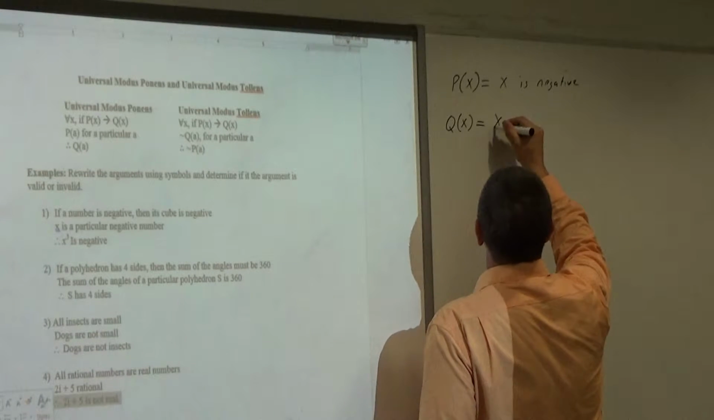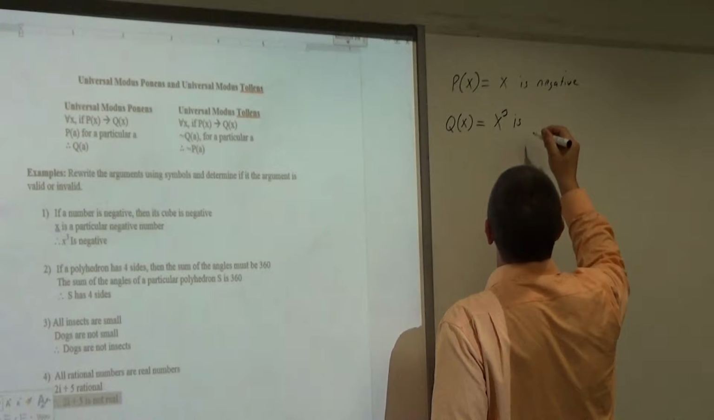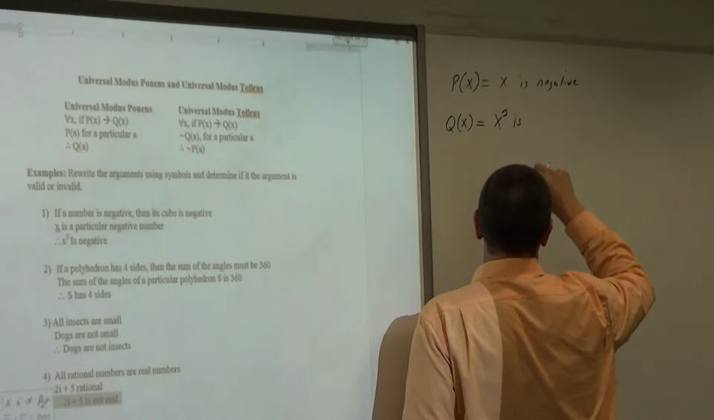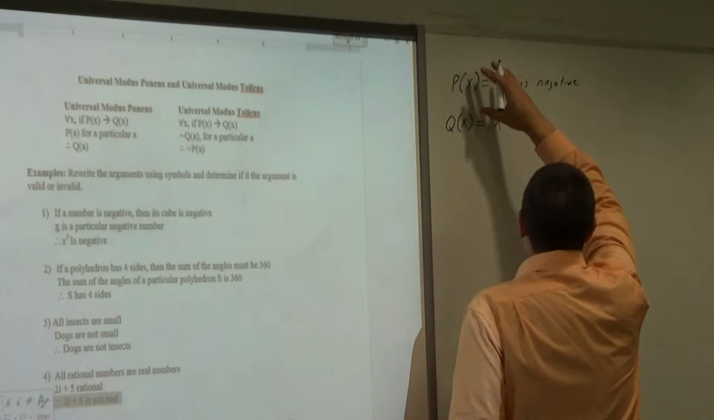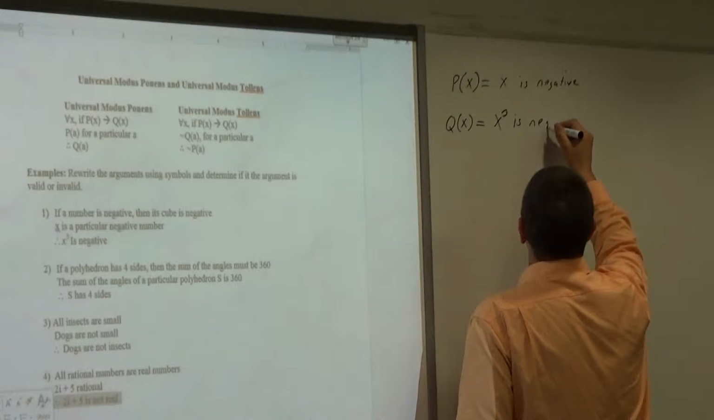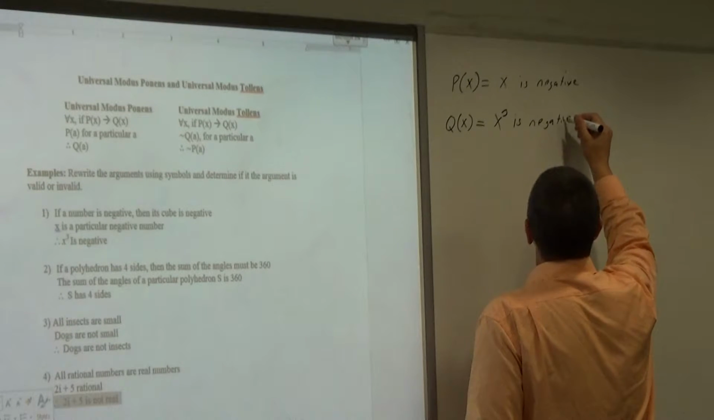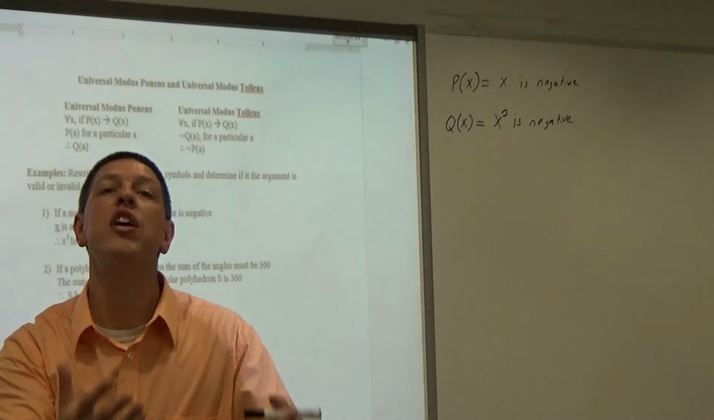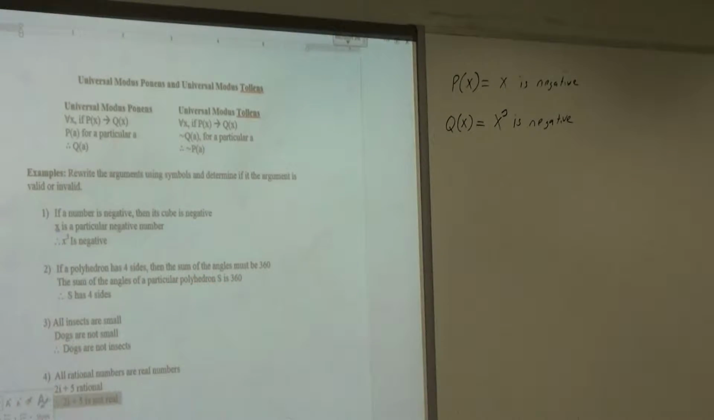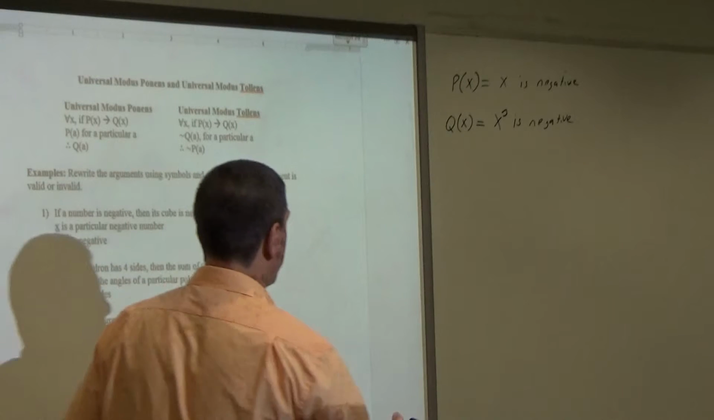I want you guys to notice that both of the gentlemen did not say if X is negative, then X cubed is negative. They just literally made a predicate out of this. So when you guys are doing these, don't use the words if and then. That's not a predicate. That's a conditional sort of thing. All right, so those are our definitions, and then we probably need to define what X is.